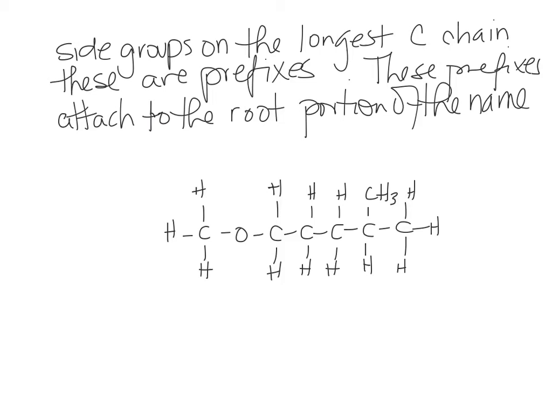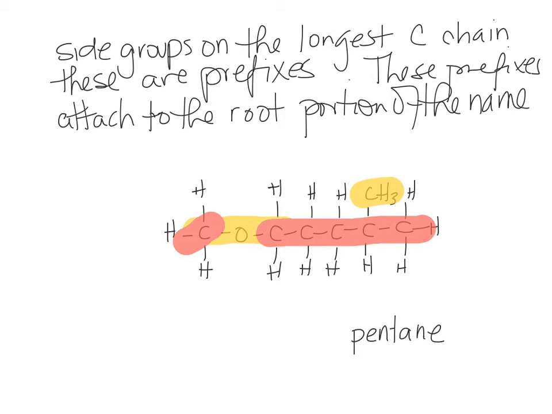Let's try and name this. Here we've got our functional group, a C with an O and a C. So there's our ether portion. Here's a small portion, so that's our prefix, and that means this is our longest portion, the main part, the root, and there's a methyl group as a side group. So there's 5 carbons in our longest carbon chain, so that portion is called pentane. And it has a methyl group on it, so there's a methylpentane.